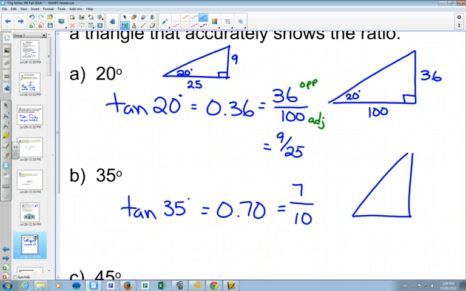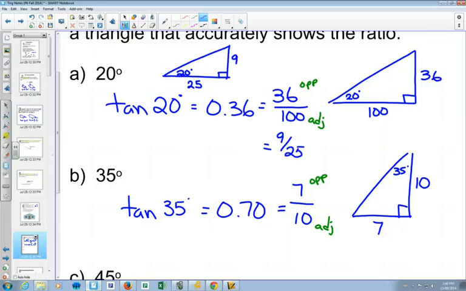Now, if I labeled the 35 degrees there, where would I put the 7? Where would I put the 10? Natasha? You would put the 7 on the bottom, because this is always the opposite side. Yeah, and then the 10 goes on the side.